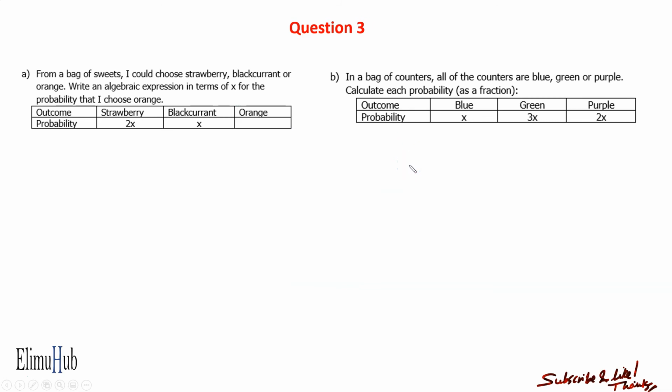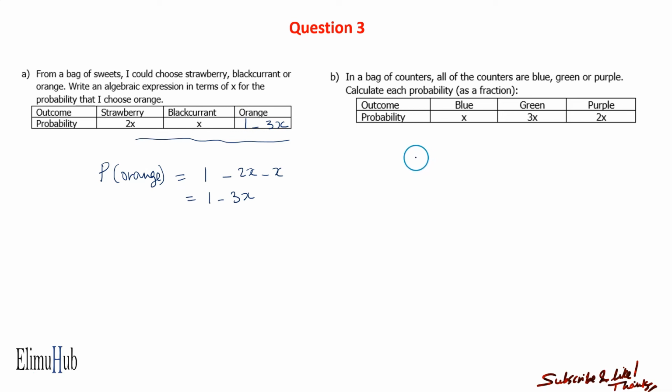Right, question 3. From a bag of sweets, I could choose strawberry, blackcurrant, or orange. Write an algebraic expression in terms of X for the probability that I choose orange. Okay, well, I don't know what this is, but if I add them all up, I should get 1. So if I do 1 take away these 2, I will get that answer. So probability of getting orange is going to be equal to 1 take away 2x take away x, which is 1 take away 3x. So that's what it is. Okay, and that question is done.